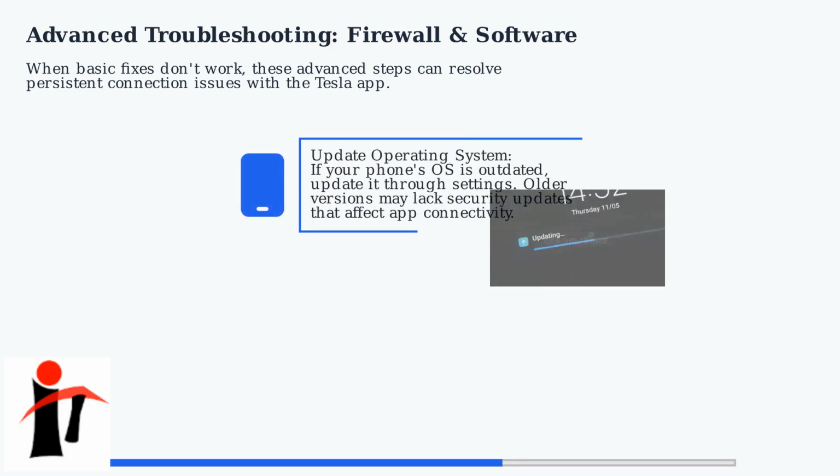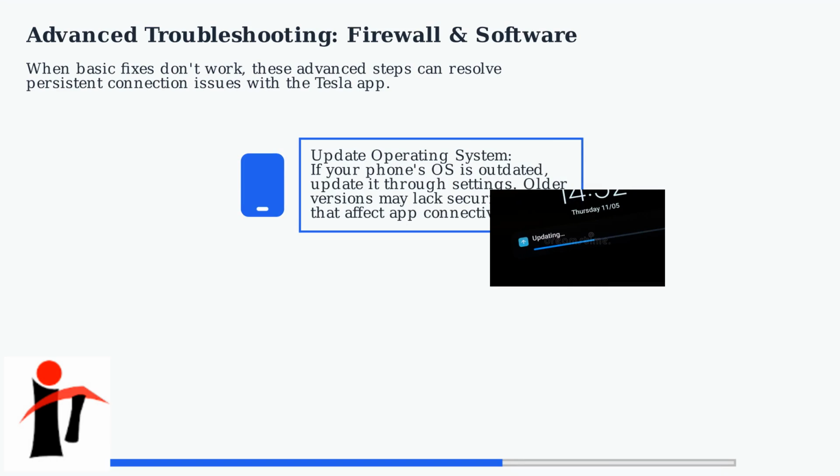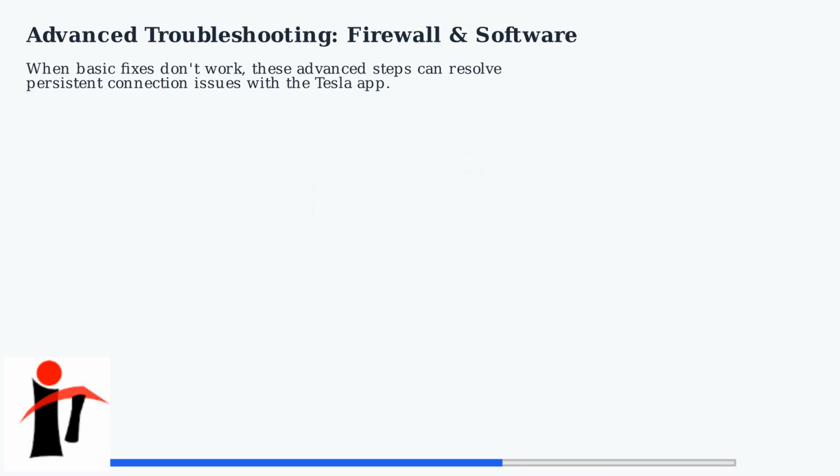Finally, update your phone's operating system if it's significantly outdated. OS updates include security patches and network improvements that can fix connection issues. Check for updates in your device settings and install them, ensuring you have a stable Wi-Fi connection during the process.